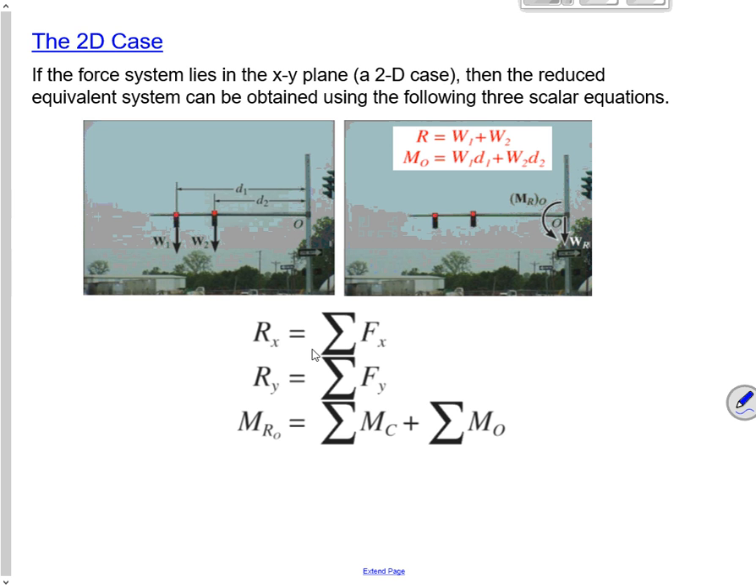So in the 2D case, here we've got some forces acting on this beam. I've got to worry about how to connect this beam over here at point O. It's got two traffic lights hanging on it. Each of those traffic lights has some weight. I can add those two forces to get a resultant force, the resultant weight, which I apply over there at point O. But then I also have to calculate the moment of each of those forces about O and add that in also.